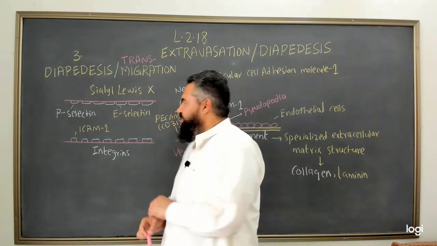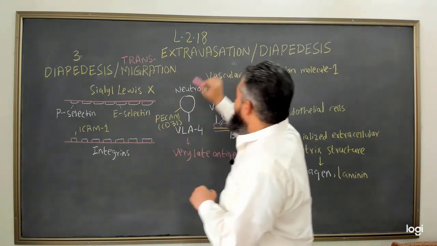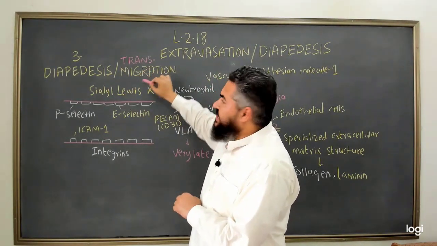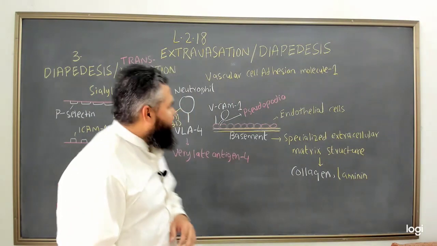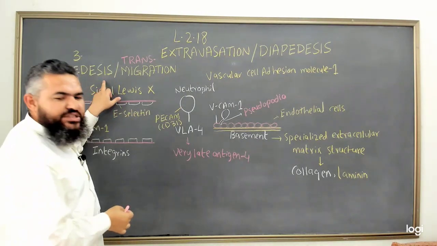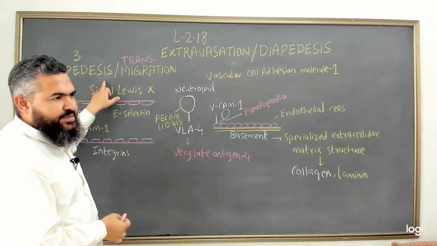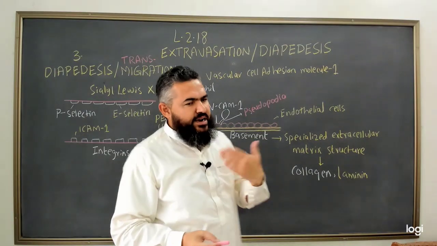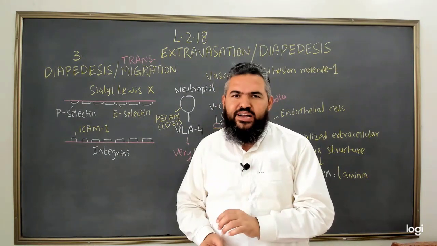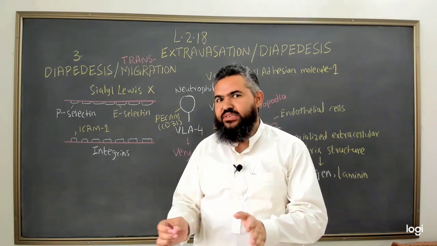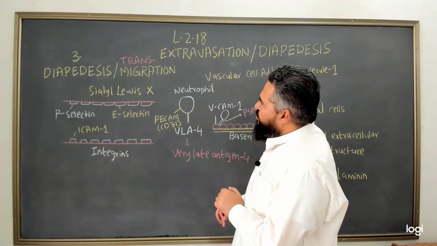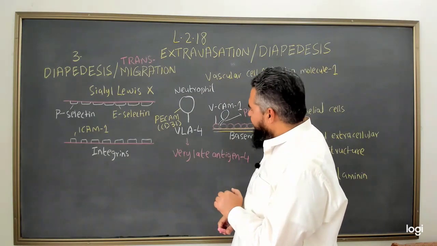Now, in this particular video, I want to focus on the third step of the extravasation, which is known as the diapedesis, or also known as the transmigration. Don't get confused that here we are using the term diapedesis for a single step. You can find these things in the literature. In some literature, they describe the diapedesis as a single step, and in some literature, they describe the whole process as the diapedesis. So this is not a point to get confused. In this particular video, I want to focus on this diapedesis or the transmigration.